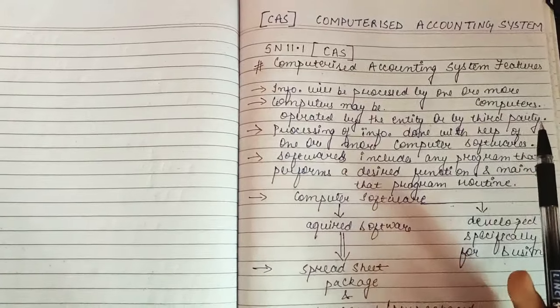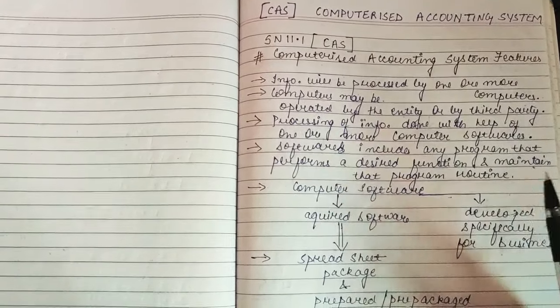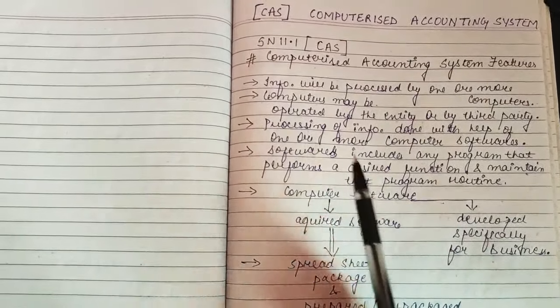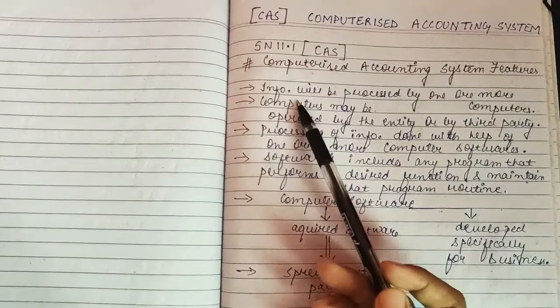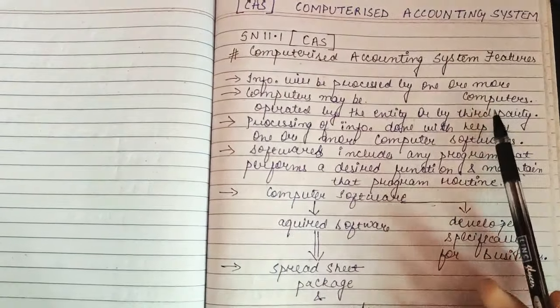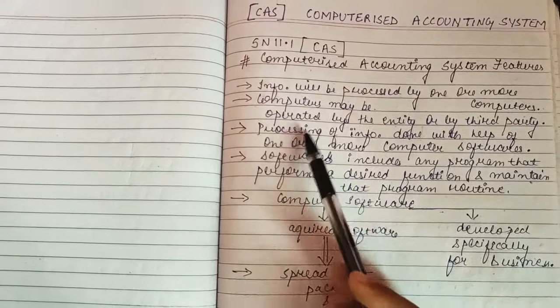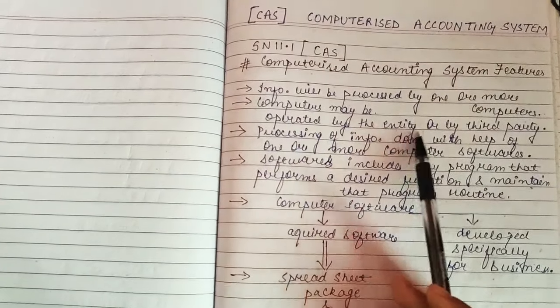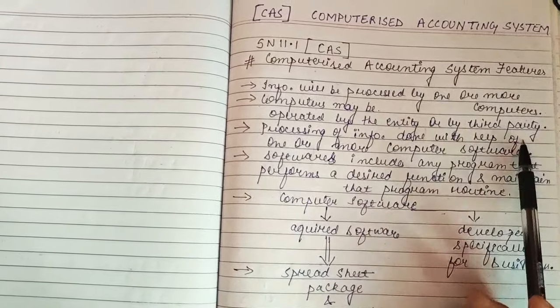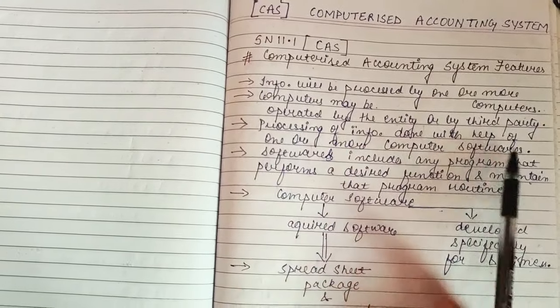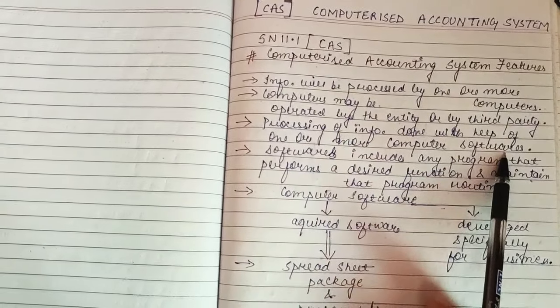What are the features of computerized accounting system? The very first one is information will be processed by one or more computers. Computers may be operated by the entity or by a third party. Processing of information is done with the help of one or more computer softwares.